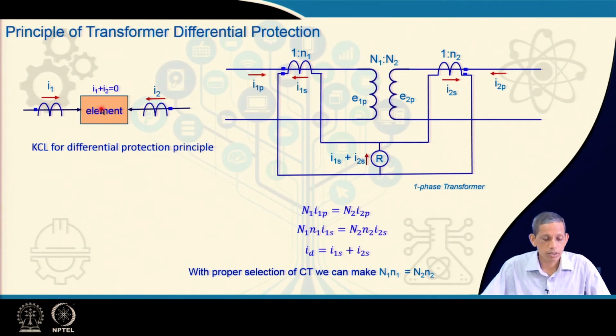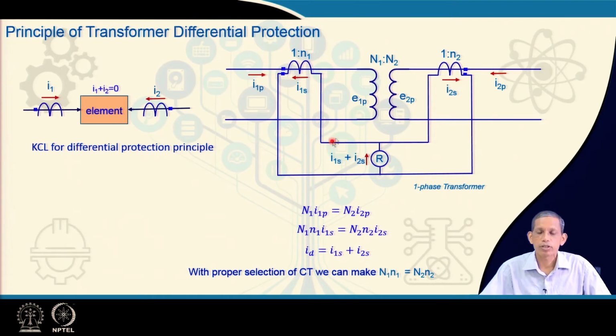Now, in case of an internal fault, there will be another path for the current, let us say to the ground. So, that becomes I 3. So, I 1 plus I 2 equals I 3, the third current. That means at that time I 1 plus I 2 will be no more 0. So, this is the basic principle of the transformer differential protection or any differential protection applied to different elements in power system.